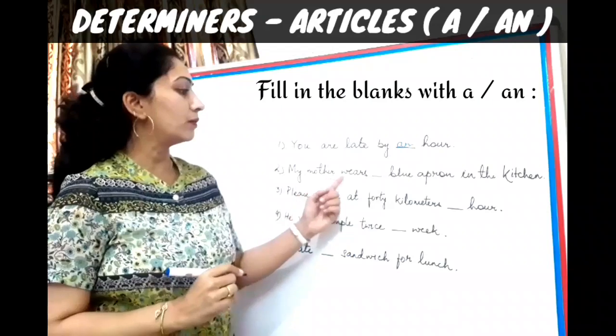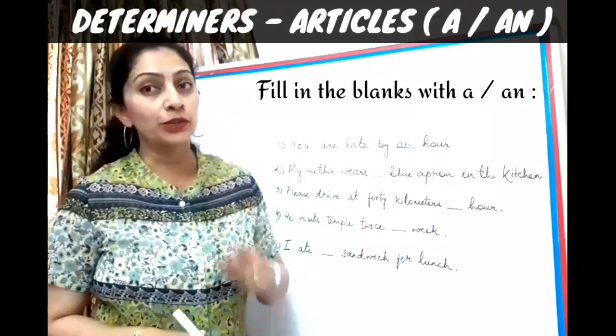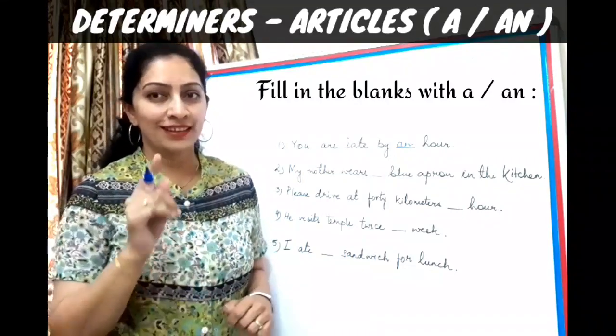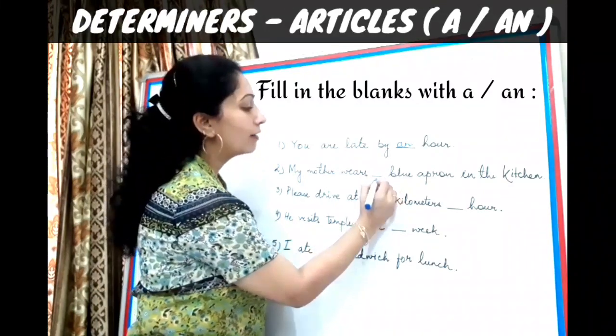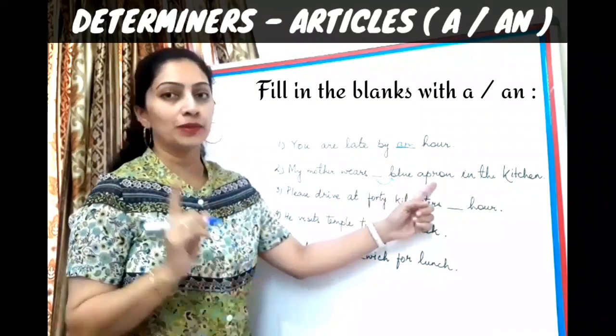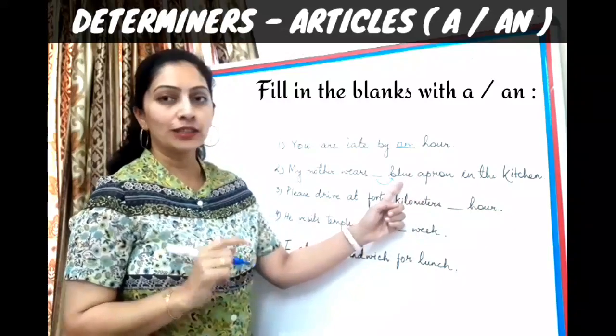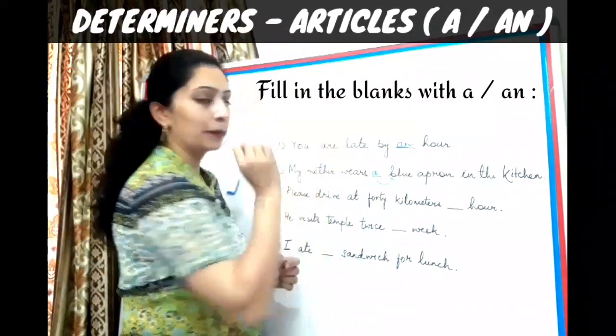Second, my mother wears dash blue apron in the kitchen. Now I told you about adjectives. Yes, so when you are using an indefinite article here, you have to go as per the adjective, not as per the noun here. Since the adjective starts with a consonant sound, we will write a.